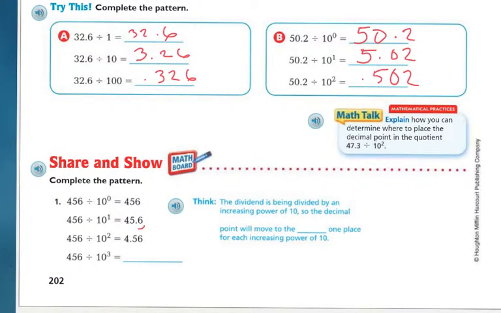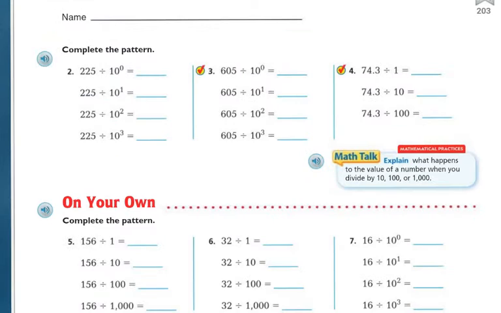Now that I'm dividing 456 by 10 to the third power, I'm going to move it over 3 times. So the answer is going to be 0.456, because I had to move it over 1, 2, 3 times. The dividend is being divided by an increasing power of 10, so the decimal point will move to the left one place. So left one place for each increasing power of 10.